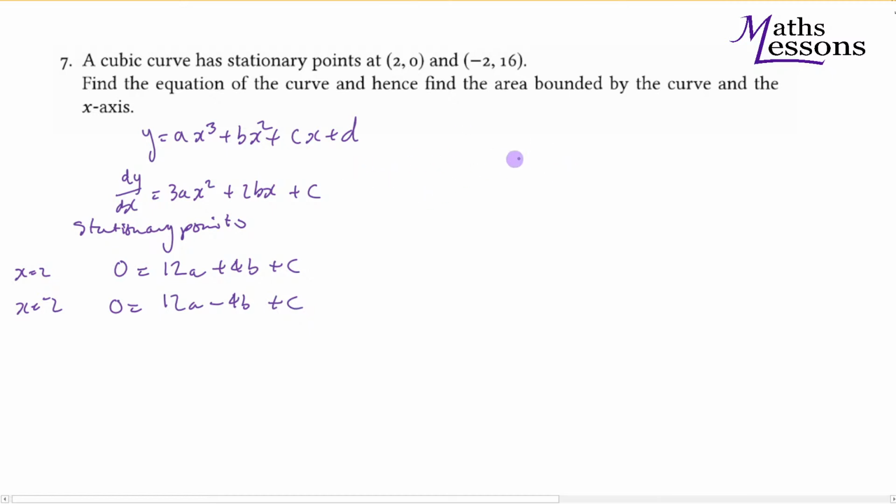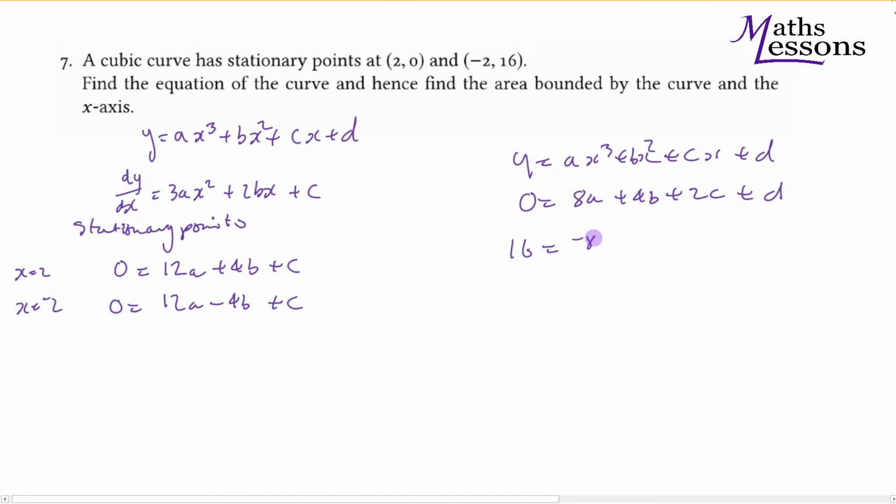And then if we use y equals ax cubed plus bx squared plus cx plus d, and put these values in because the graph goes through them. So we've got the y value is 0 here. So we've also got 0 is equal to 8a plus 4b plus 2c plus d. And then put the minus 2, 16 in. So we also get 16 equals minus 8a.